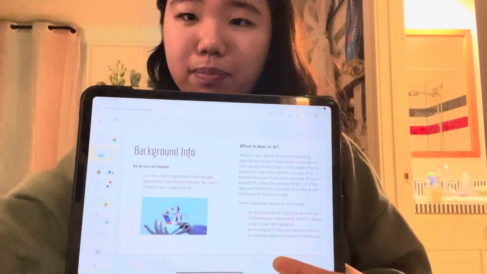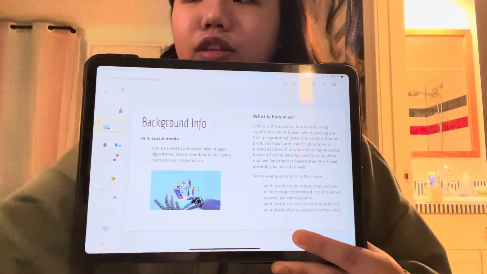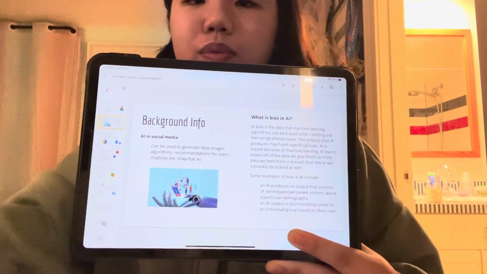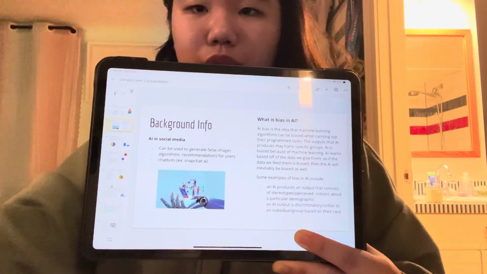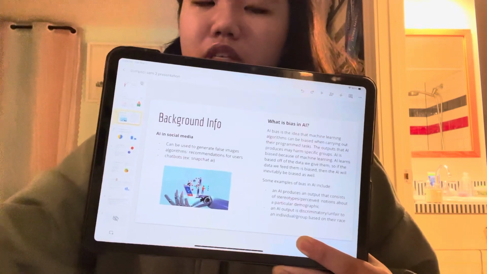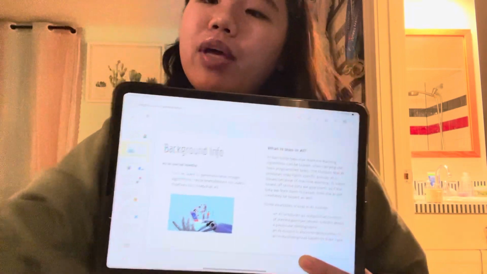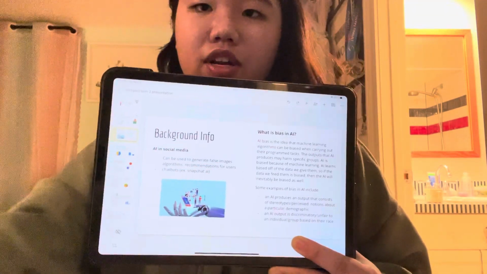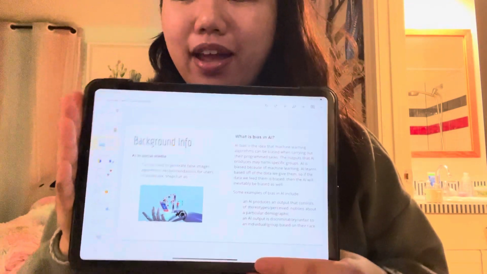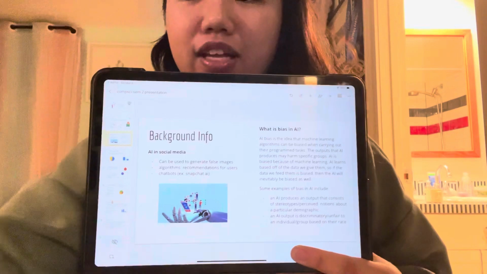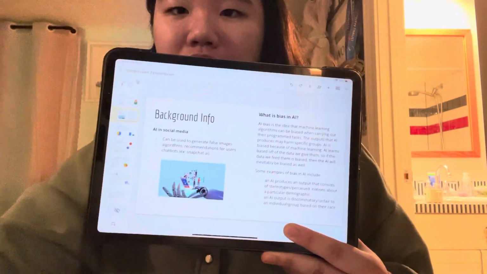What exactly is AI bias? AI bias is the idea that machine learning algorithms can be biased when carrying out their programmed tasks. The outputs that it produces may be harmful to groups based off of their race or gender or sexuality or whatever. AI is biased because of machine learning. So basically we feed data to AIs. If the data that we feed to the AIs is biased, then the AIs will inevitably be biased as well.